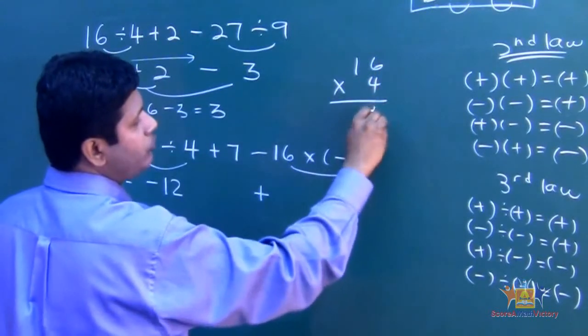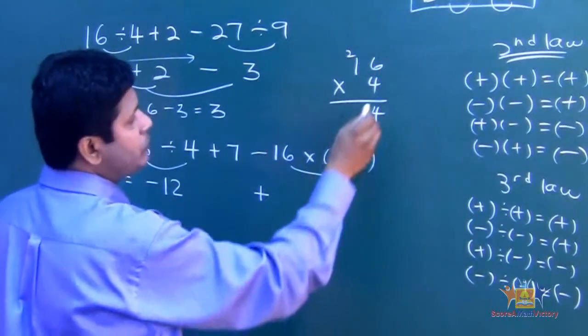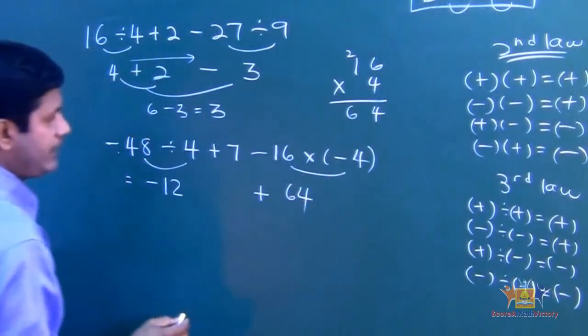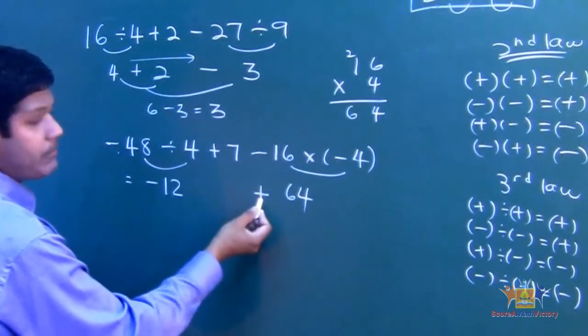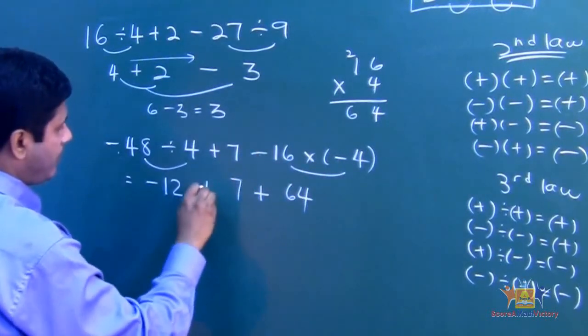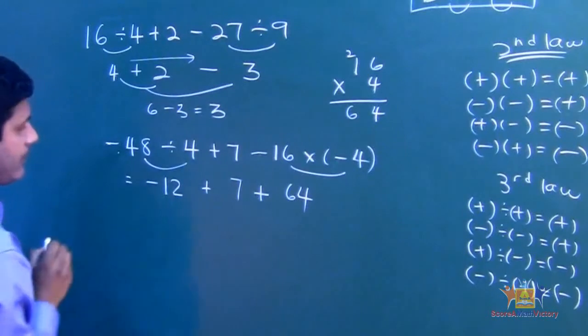4 times 6 is 24. 4 carry 2. 4 times 1 is 4, plus 2 is 6. 64. See that? This negative already multiplied gave me positive. So be careful. Okay, then just bring the 7 down. Plus, and this has already been combined, gave me that.